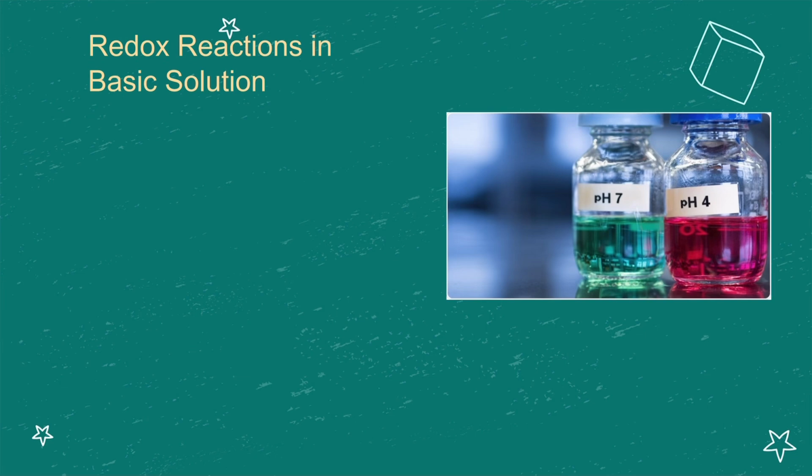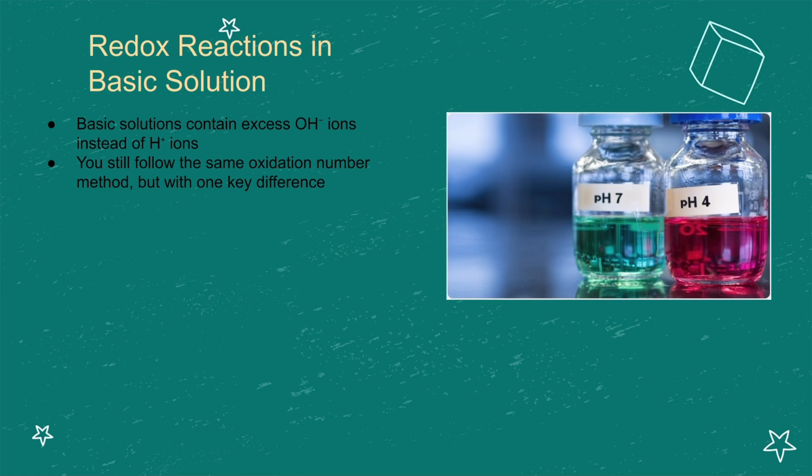Now, when we have redox reactions that occur in a basic environment, the process is largely the same, except at the end, we do want to neutralize those H plus ions. So basic solutions contain excess hydroxide ions instead of the H plus ions, and of course, we're talking in the final solution. So you're still going to follow the exact same oxidation number method, but like I said, there'll be one key difference. After you balance the H plus and the H2O, you're going to neutralize the H plus ions by adding OH to both sides.